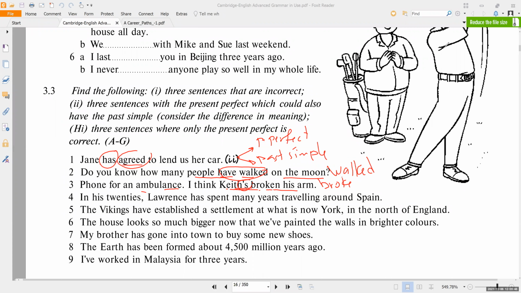Number 4, in his 20s, Lawrence has spent many years traveling around Spain. When he was young, so we say, in his 20s, Lawrence spent. Why spent? Because this is a fixed time.